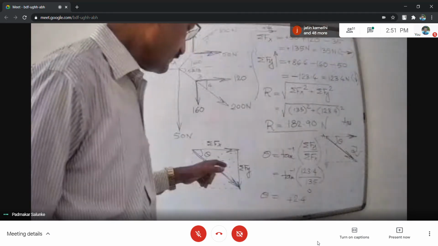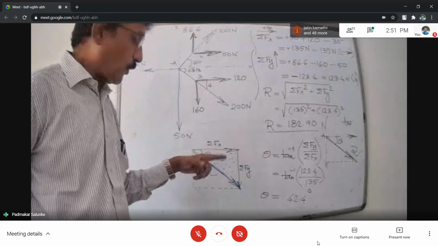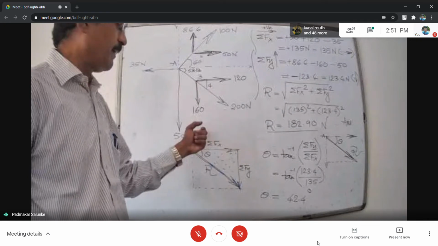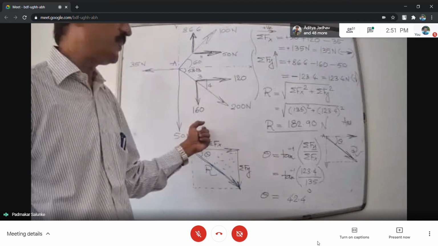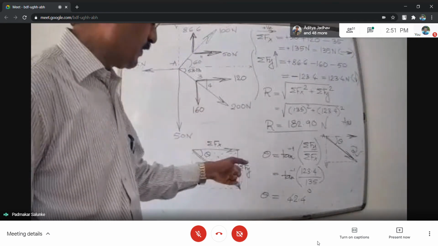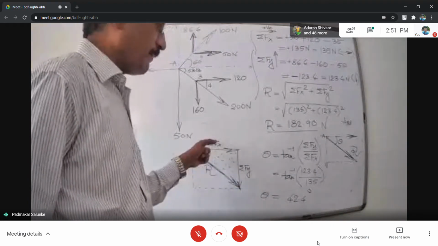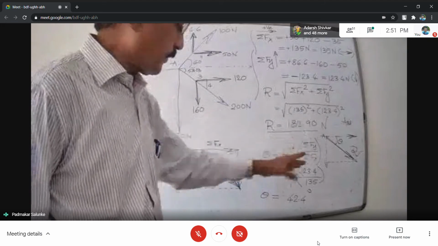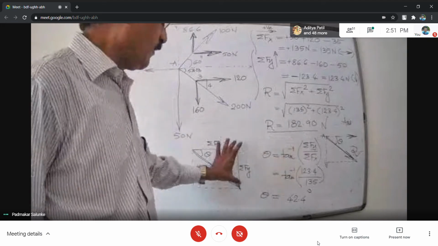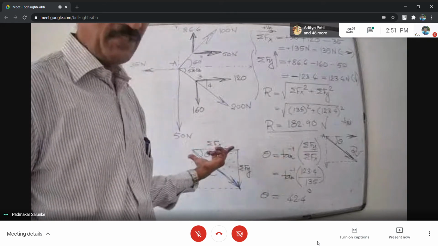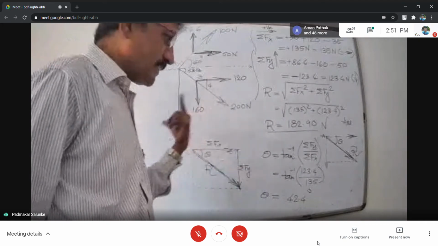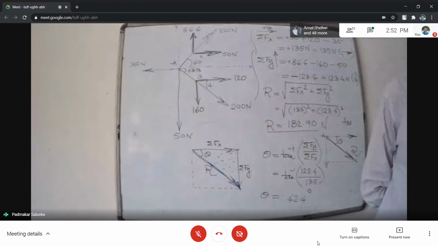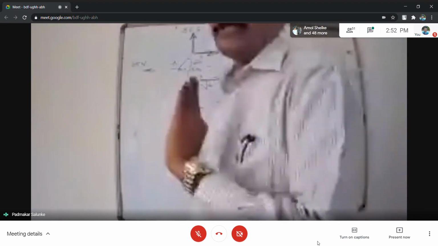Similarly, tangent of theta equals the front side of the right angle triangle divided by the adjacent side of the same right angle triangle. So theta equals tan inverse of summation of Fy divided by summation of Fx. Here I am considering the front side and adjacent side. That's why the question of plus and minus sign doesn't arise there.